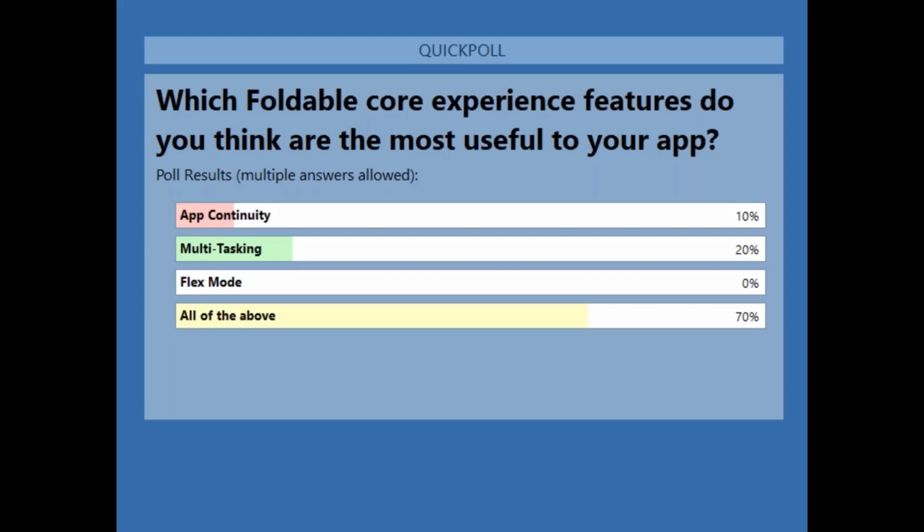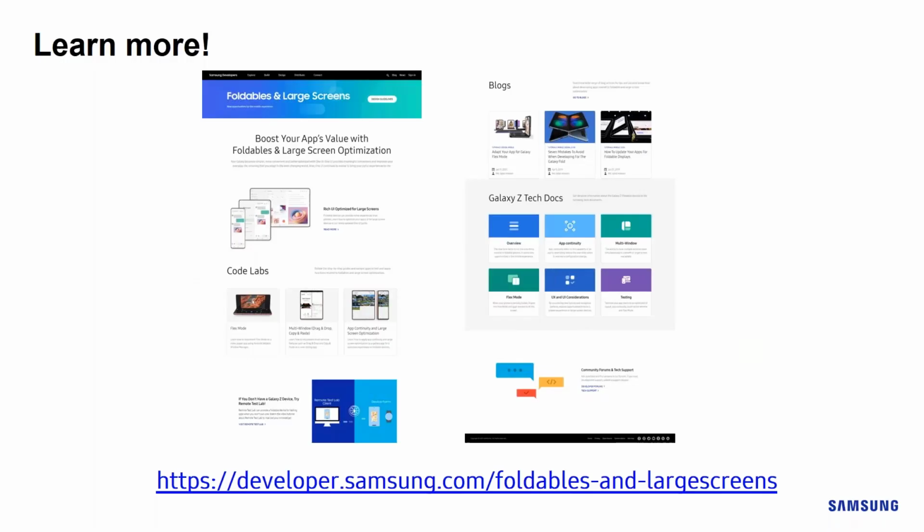All right. Okay, so it looks like all of the above is 70%, 20% for multitasking, and 10% for app continuity. Thank you for this insight. And then another poll we have, please send it.